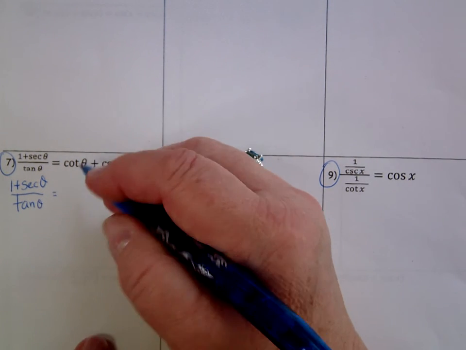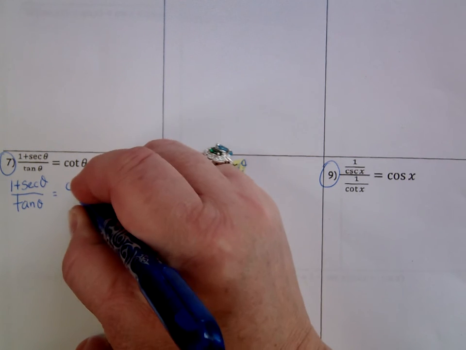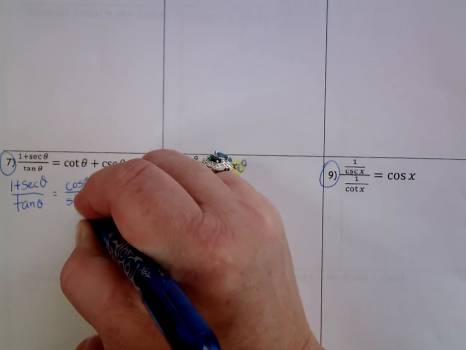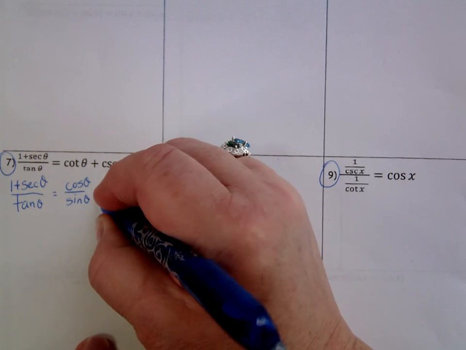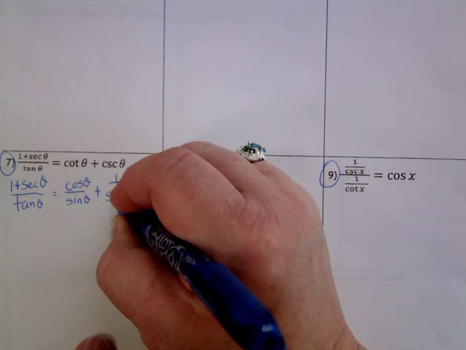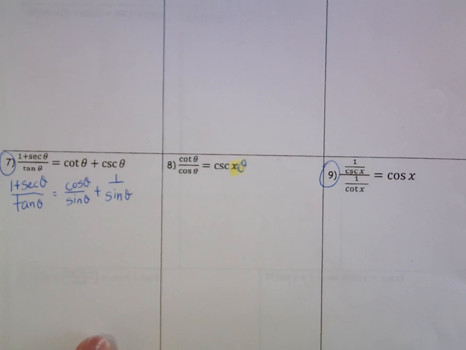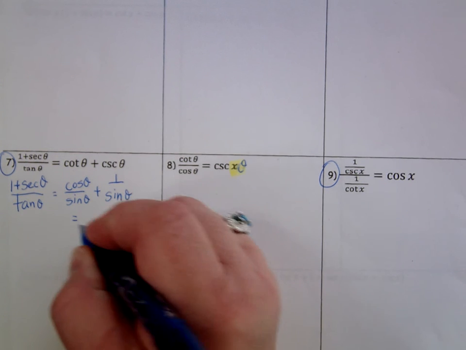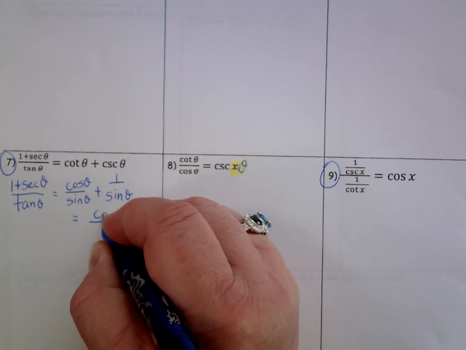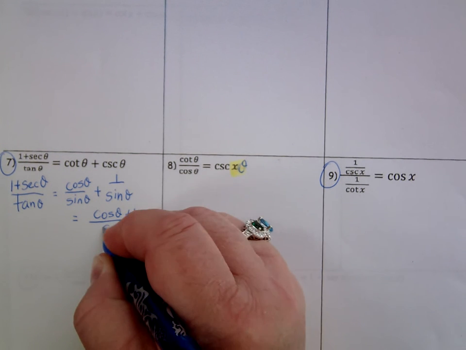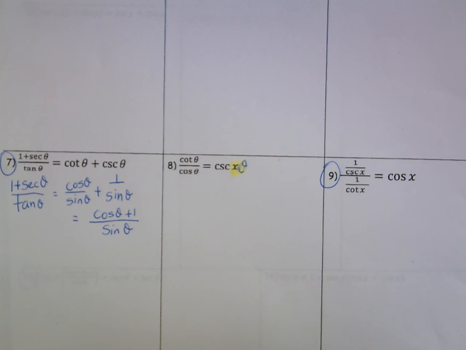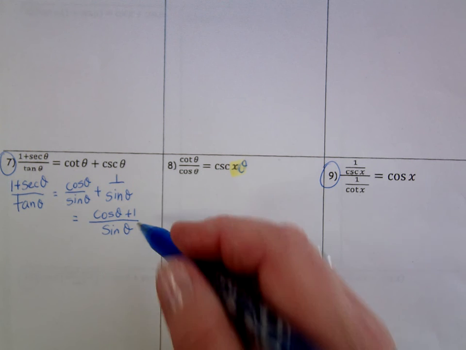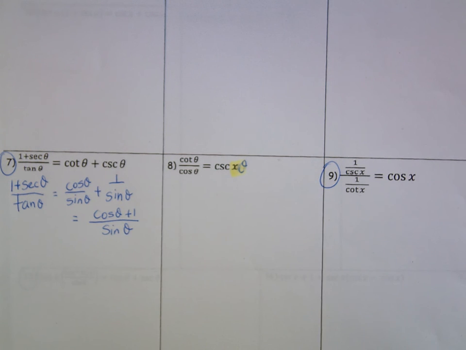I know cotangent is the same thing as cosine over sine, and I know cosecant is like 1 over the sine. And that makes me kind of happy because they've got common denominators. And if they have common denominators, I can put them together. Cosine of theta plus 1 all over the sine of theta. And you can see I'm kind of at a stuck point now. I'm not sure what quite to do with that. There's no squares involved. It just is that.